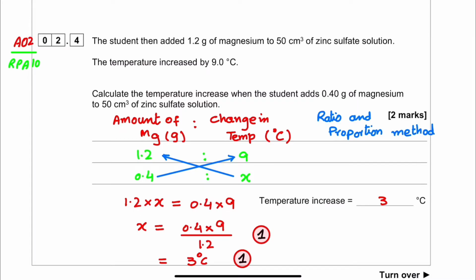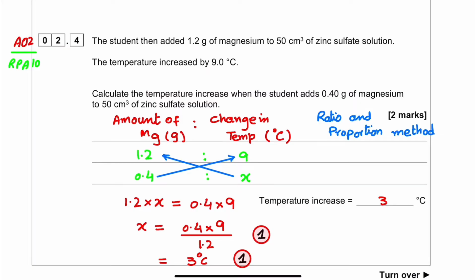So the amount of magnesium added is 1.2 grams in 50 cm³ of zinc sulfate solution, and the rise in temperature is 9 degrees Celsius. The student needs to find the rise in temperature when 0.40 gram of magnesium is added. When the amount is 1.2 gram, the rise in temperature is 9. When the amount of magnesium is 0.4, we need to find the change in temperature or rise in temperature.